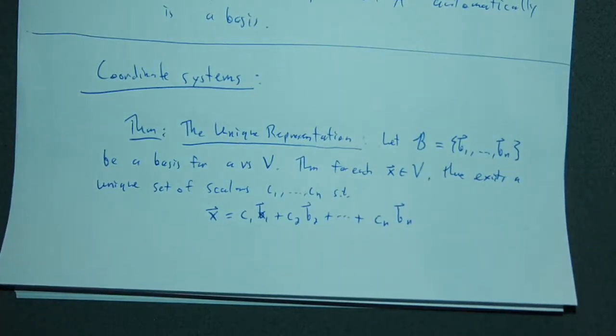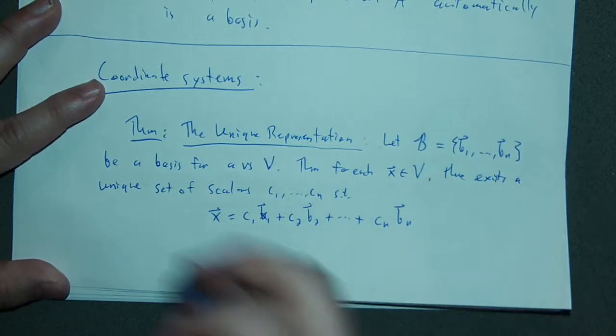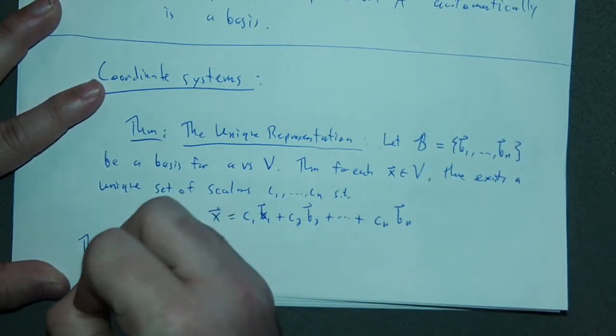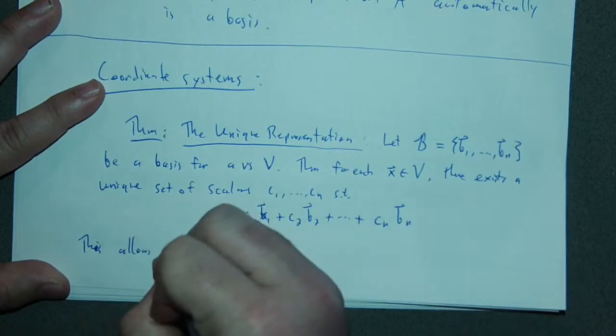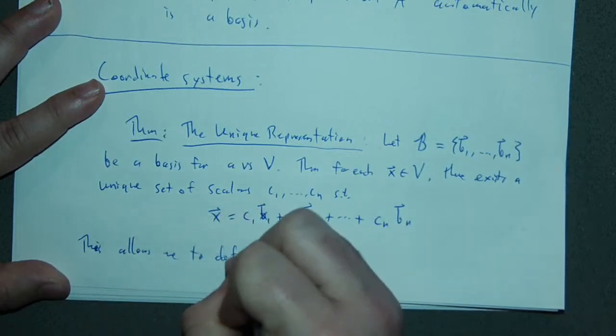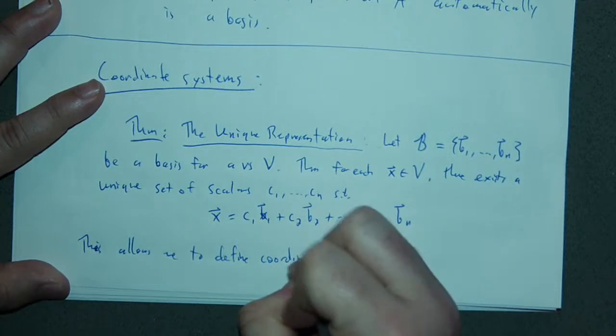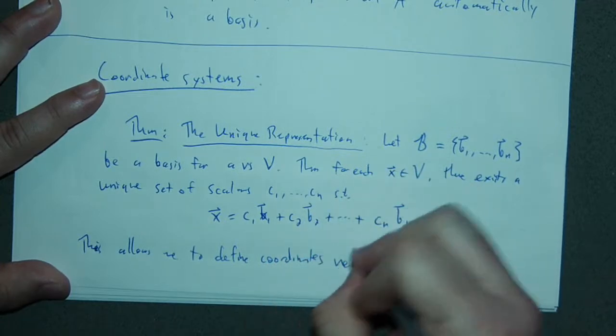So the proof's pretty easy. We know that B is a basis, so it spans V. That's why we can write it as a linear combination. The fact that these are linearly independent tells me that I have the uniqueness here, if I think about this as a vector equation. So what is the purpose of this? This allows me to define coordinates relative to a basis.